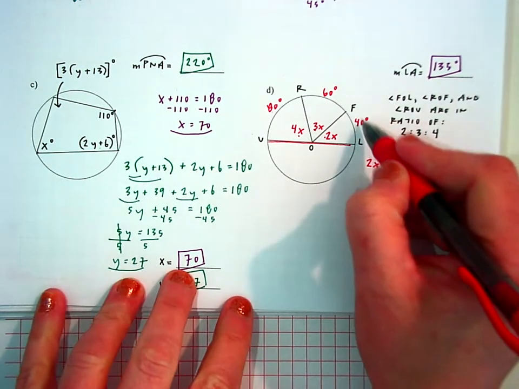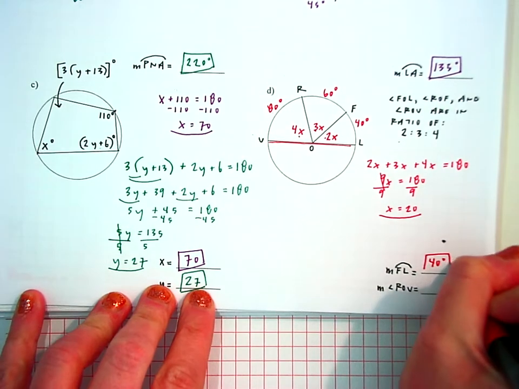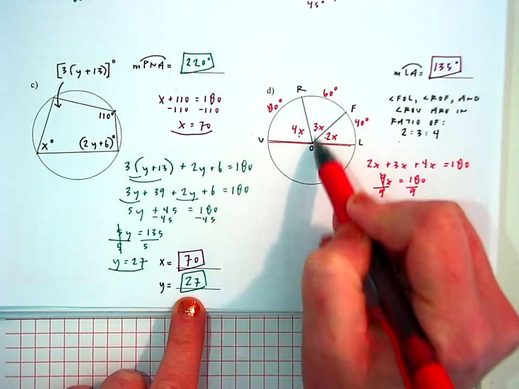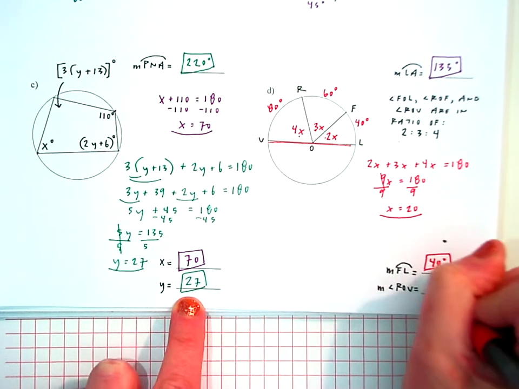All right, so now we're asked for the measure of arc FL. So right here, it's a minor arc, it has to be 40 degrees. And then we want angle measure ROU. So ROU right here, there's the arc that's 80. Its central angle would be 80 as well.